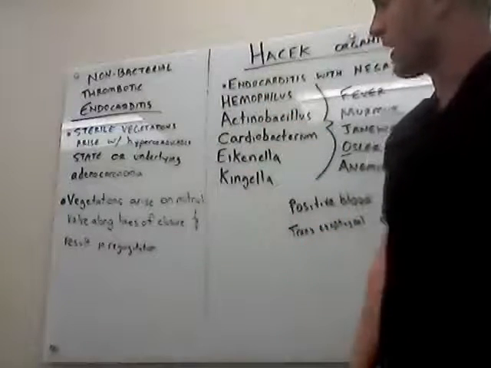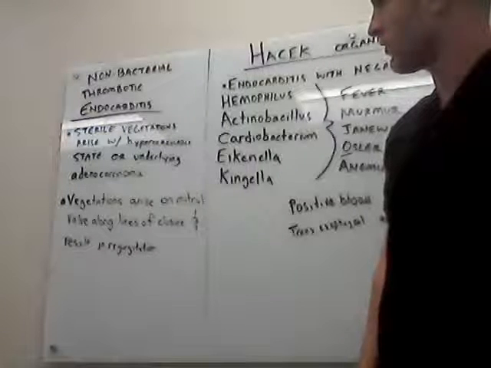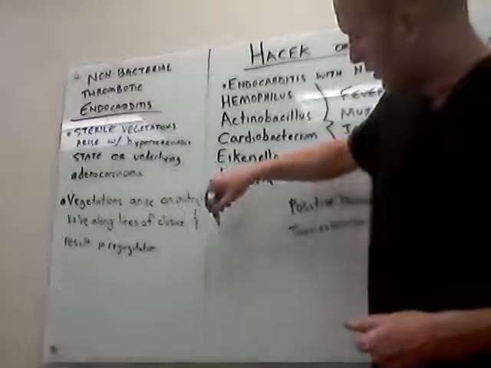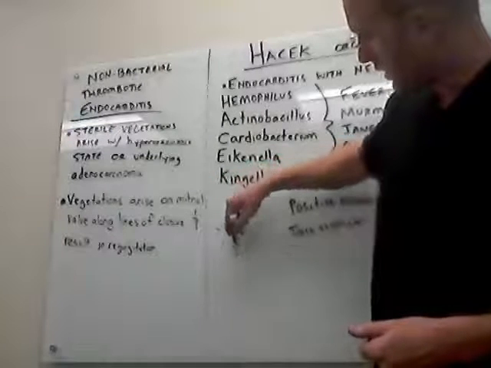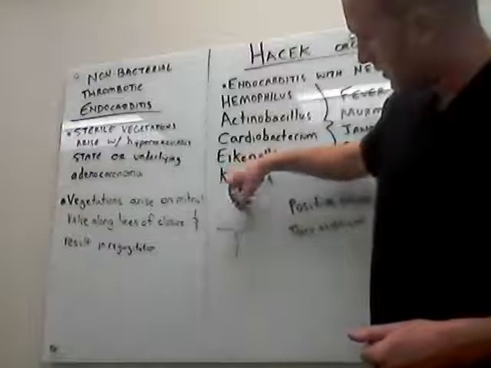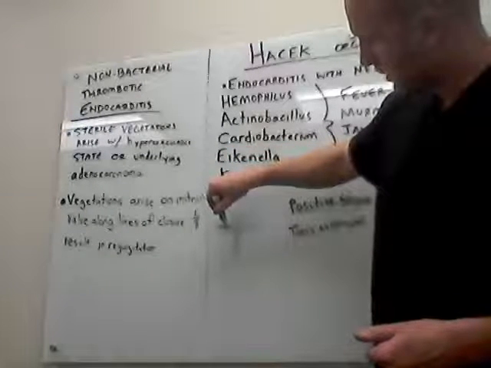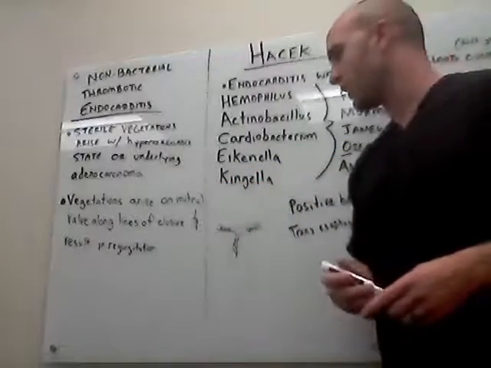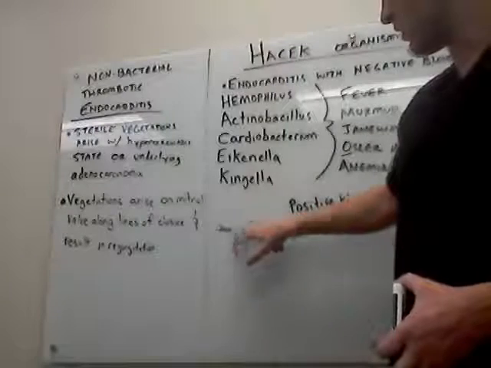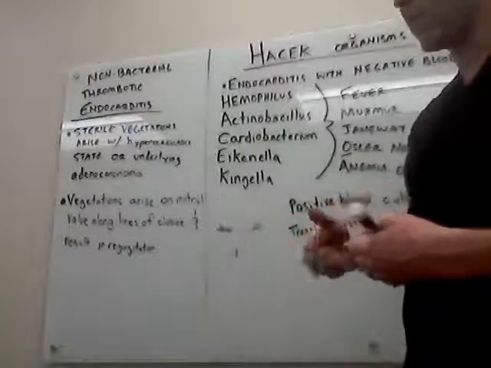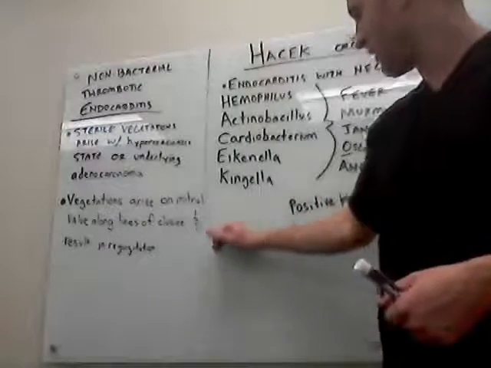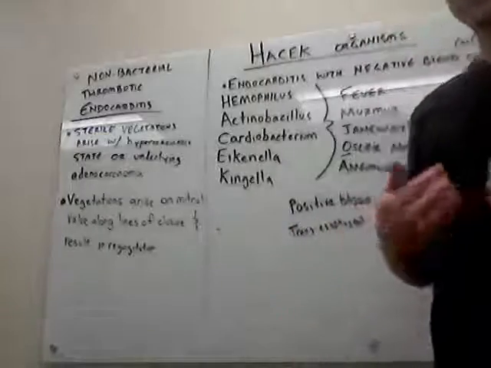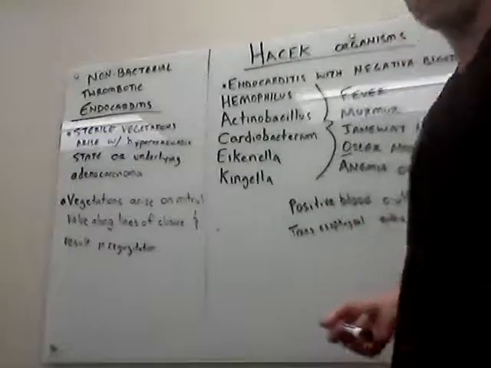Vegetations arise on the mitral valve along the lines of closure. So here's your mitral valve. And where it closes here, it'll happen on these spots here. And the result is regurgitation. So apparently it'll mess it all up so the valve can't close. I guess I drew the wrong valve there, but it closes so that the blood comes back, regurgitates.